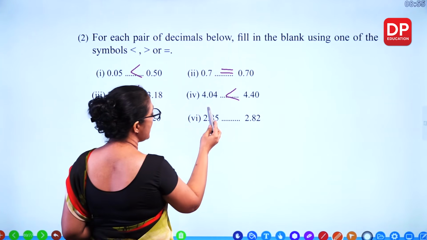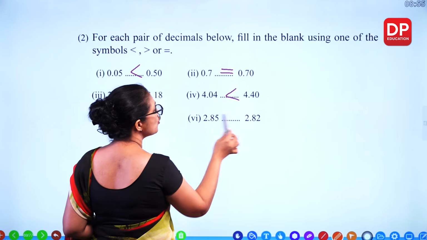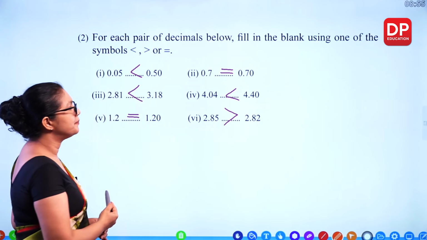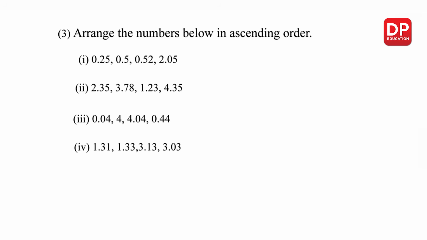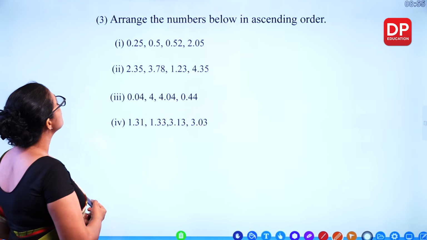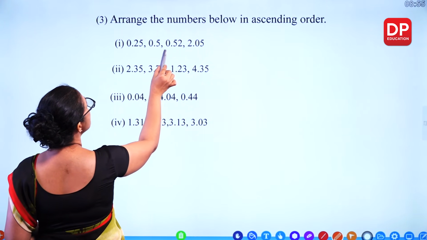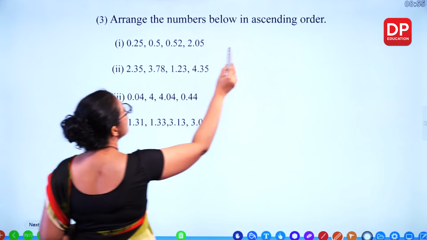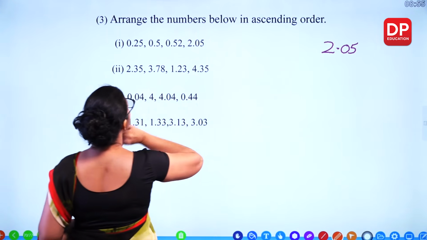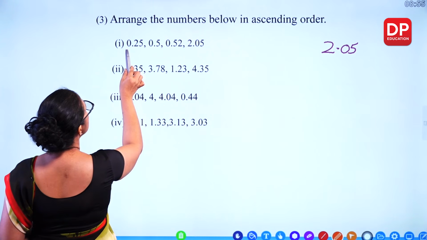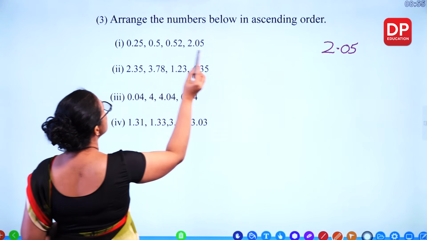Then 2.8, both are the same. Then the next digit, hundreds place, 5 or 2. 5 is bigger than 2. Arrange the numbers below in ascending order. Smallest one, look at from the ones place digit, 0, 0. So 2.05 is the highest number. That's the largest.